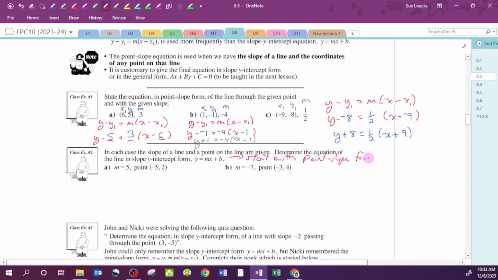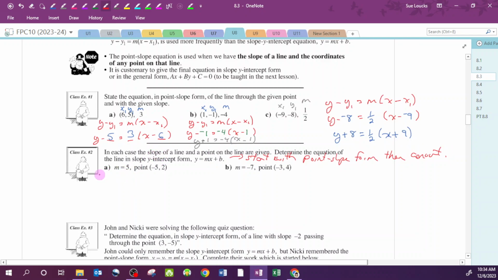Then convert, okay? Because I don't have the information I need. I don't know what the b is. I don't know what the slope, what the y-intercept is. So I can't do that. I have to go through the point-slope form.